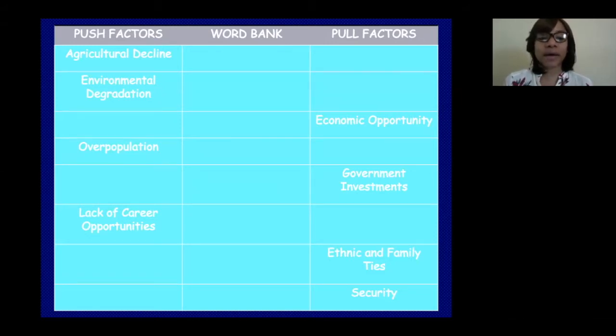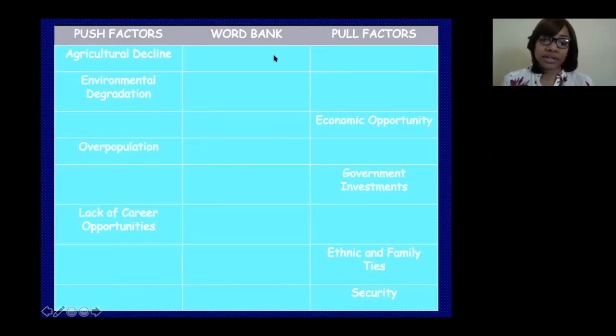Okay, lack of career opportunity, that's definitely a push factor. You're not being able to sustain your population. Okay, not sufficient jobs. Next, you have your pull factor, which is ethnic and family ties. So maybe you may have a relative living in the United States or in England. So these are some areas where you have a lot of migration coming from. So you may choose to live there.